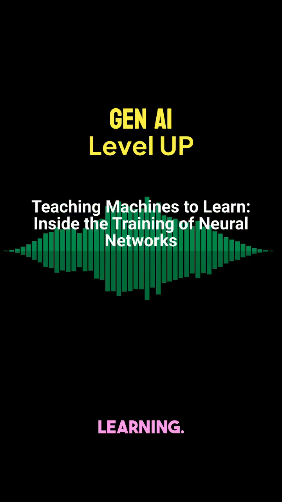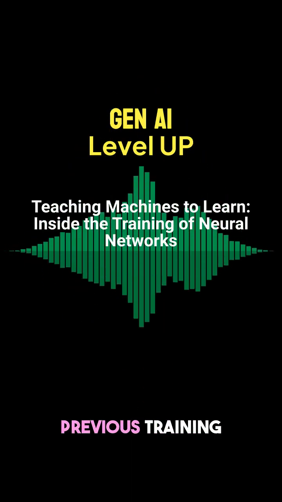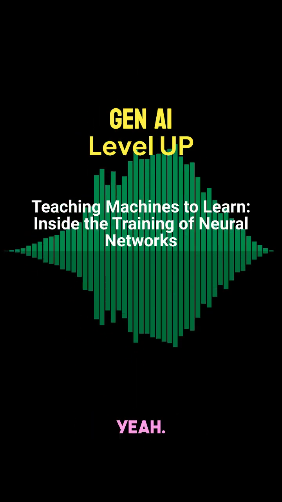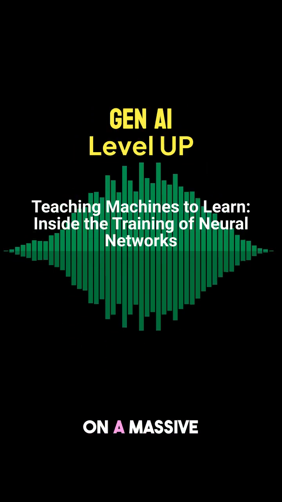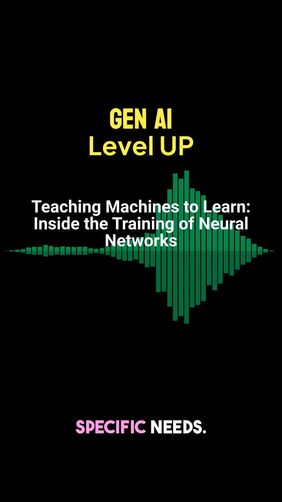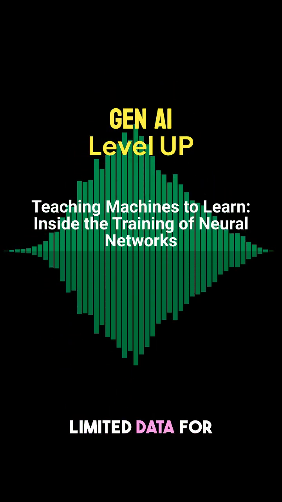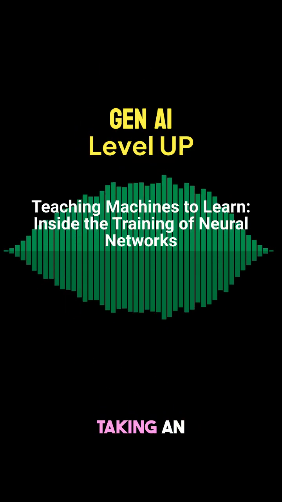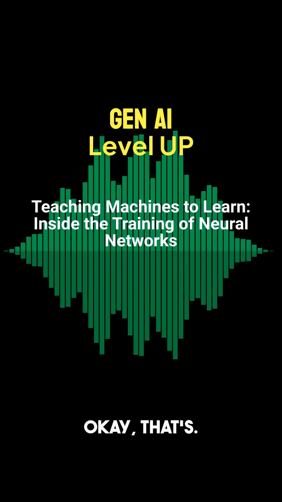So there's transfer learning, which is a really clever technique that leverages knowledge from previous training experiences. So we're transferring knowledge from one network to another. Exactly. Instead of training a network from scratch every time, you can take a network that's already been trained on a massive data set, maybe on a similar task, and fine-tune it for your specific needs. That sounds very efficient. It's particularly useful when you have limited data for your new task. So you're building upon that foundation. So it's like taking an athlete who's already in top shape and giving them some specialized training. Exactly.